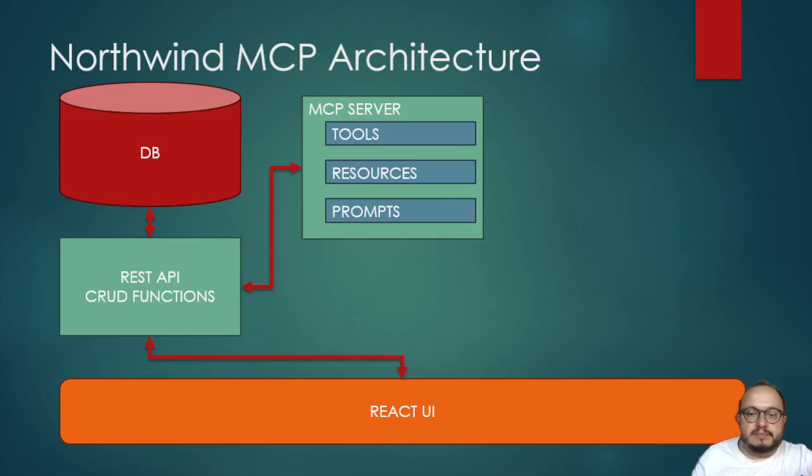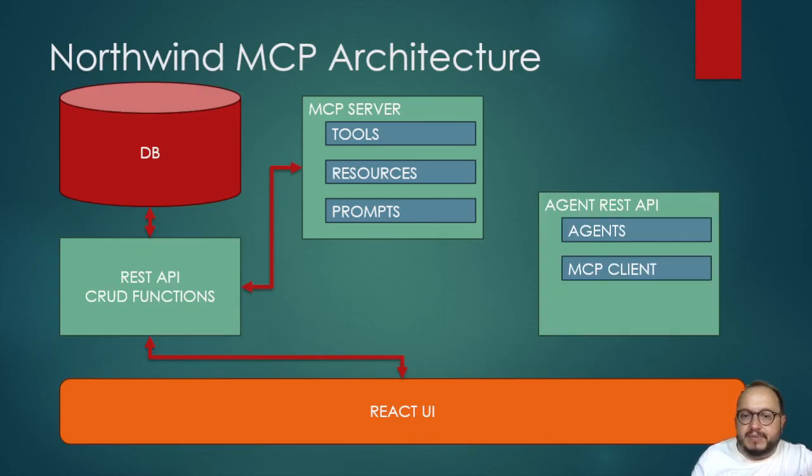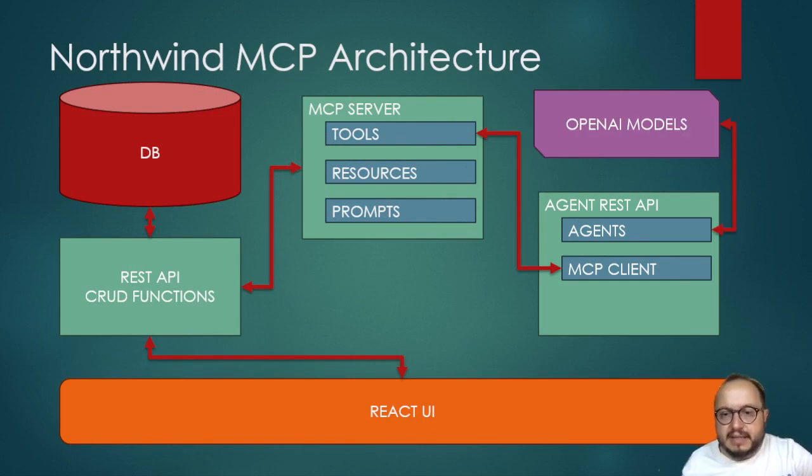We came so far with the MCP server. Next step, we will implement an agent REST API. There will be two components inside this API, an agent and an MCP client. The MCP client is a consumer of the MCP server and makes calls to the tools. The agent integrates an OpenAI model or any other agent-capable LLMs. This component manages the communication between AI and MCP tools.